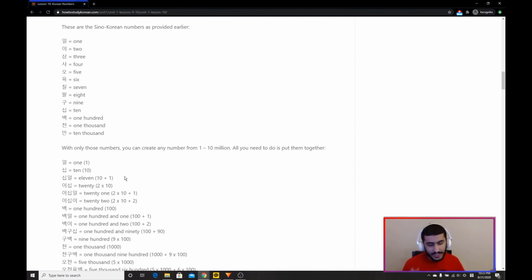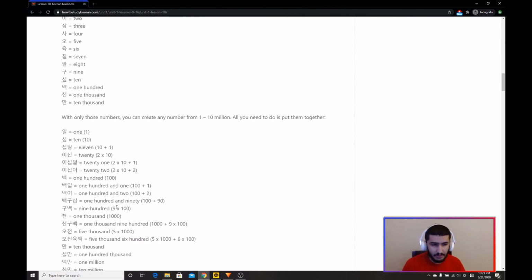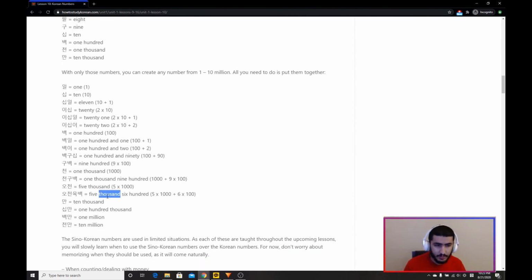So 20 is just 10 and then 2, with the 10 and 2 right after each other. I'm not going to go through all of them. You can go through them at your own pace, because I feel like this is something you might want to do on your own. So 900 would be 9 and then 100. 10,000 has its own thing, but 50,000 would be 5 10,000s.